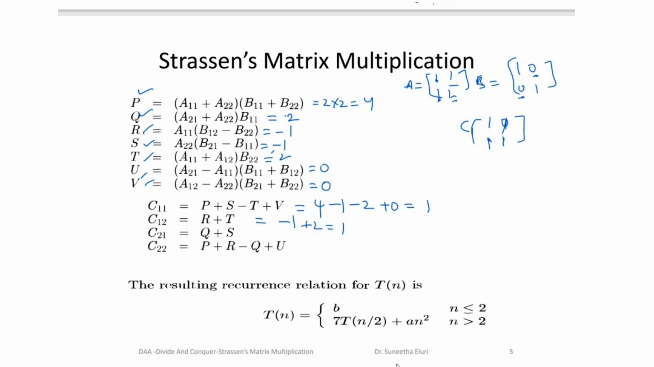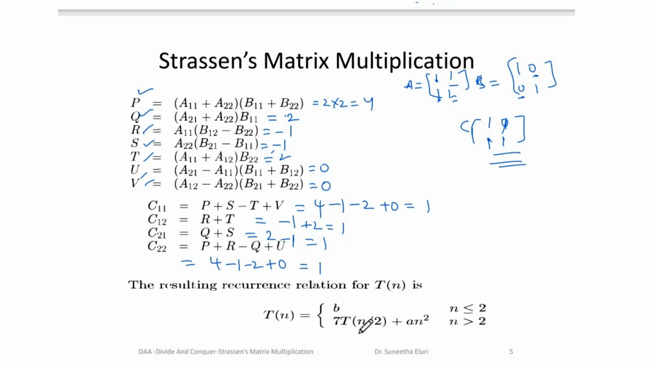So C21 is equal to Q plus S. Q is equal to 2 and S is equal to minus 1, which is equal to 1. So P plus R is minus 1, Q is 2, so which is minus 2, plus U is 0. So 4 minus 3 is equal to 1. So if I observe here, all the matrix C values will be equal to 1 1 1 1.